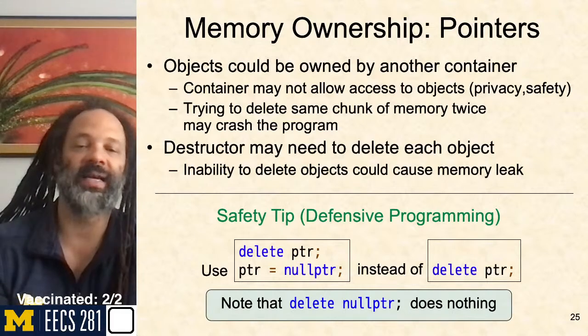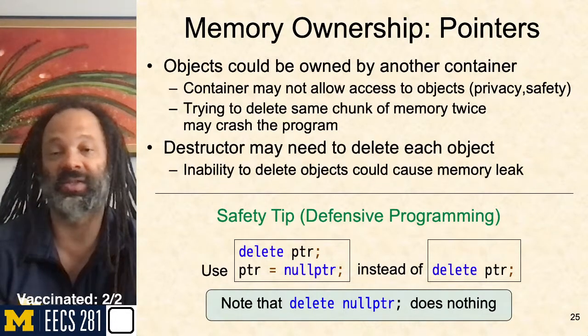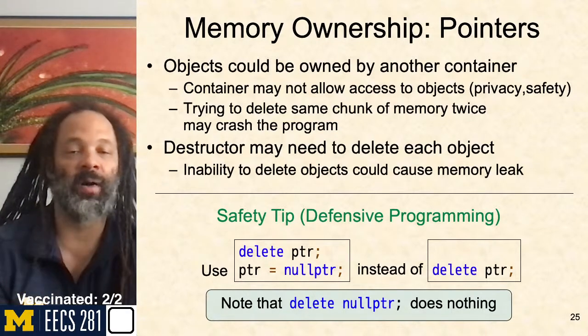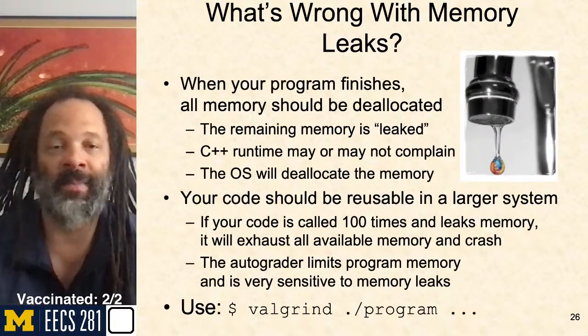Whereas if you try to delete a null pointer, it says, oh, you're trying to delete some memory that's already gone. It's okay. We're going to move on. Okay? So setting that thing to null pointer is a nice defensive safety thing. Helps prevent bugs. Helps prevent memory leaks as well.